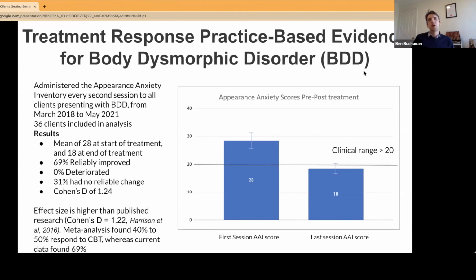And that equals a Cohen's D of 1.24. I then had a look at my own data and compared that to the published literature from all of these internationally funded studies on BDD, where they run through a particular treatment protocol, and found that the average in a meta-analysis was 1.22 Cohen's D, which means that I'm slightly better than average at treating BDD, which I'm really pleased about. So, yes.